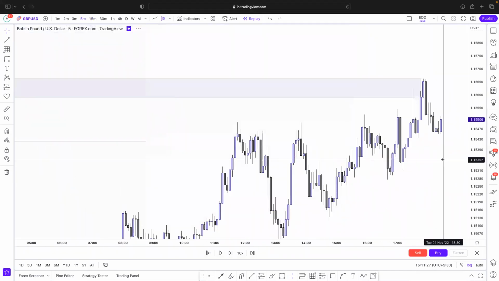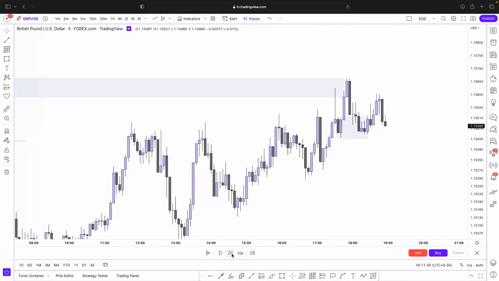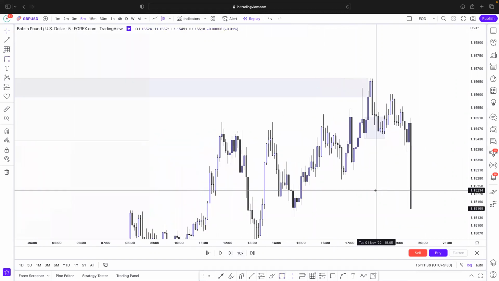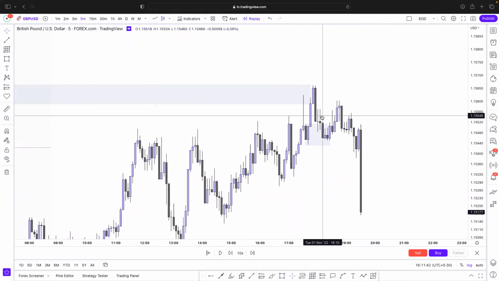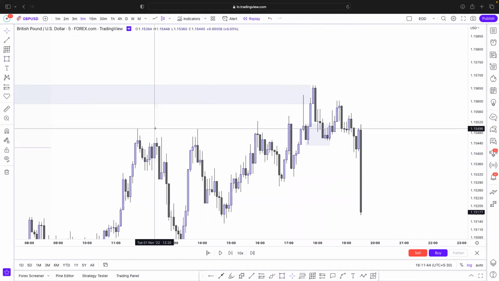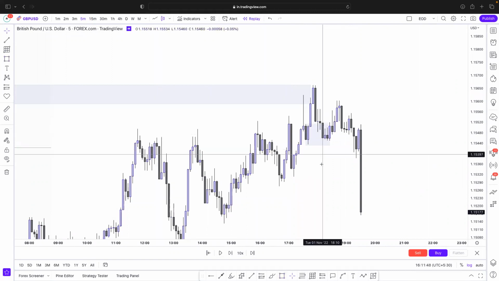Okay, so now you go to the 5 minute and you just wait for the change of character, whatever your entry model is. Okay, but let's see what happens here. We have that. Okay, so now which POI to select? Okay, so now this is the 5-minute break of structure. This is the 5-minute break of structure.